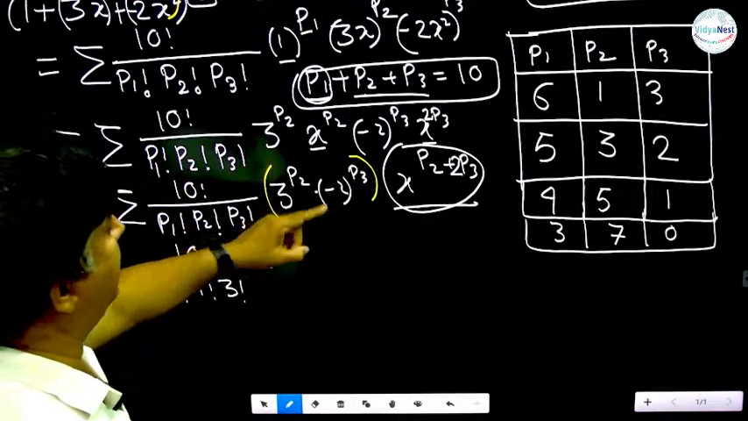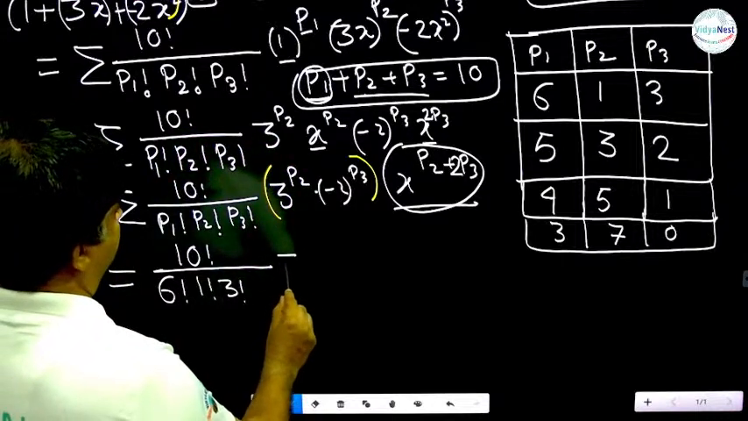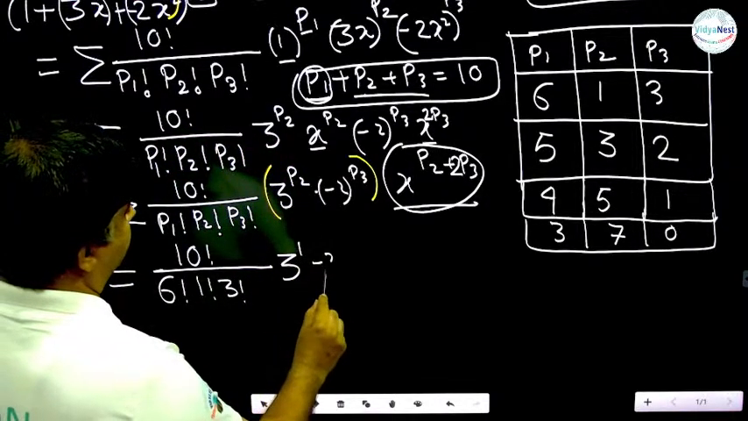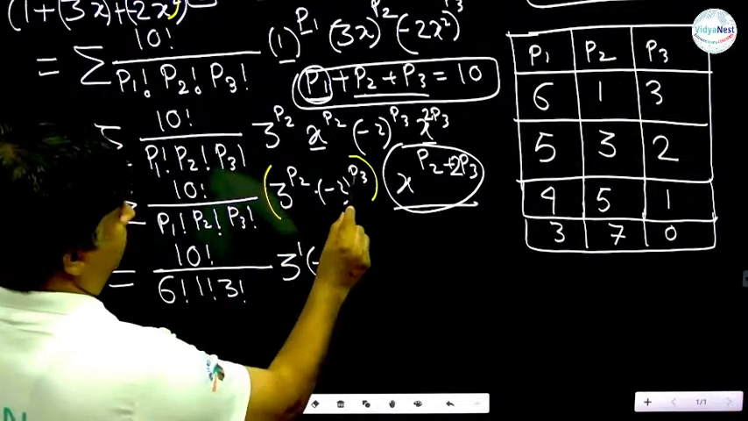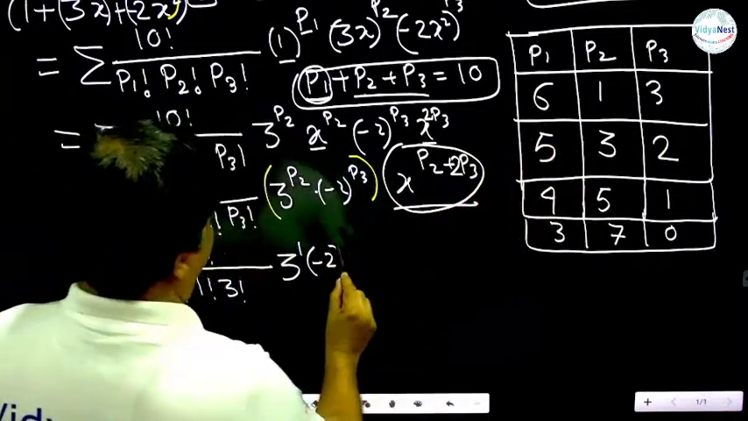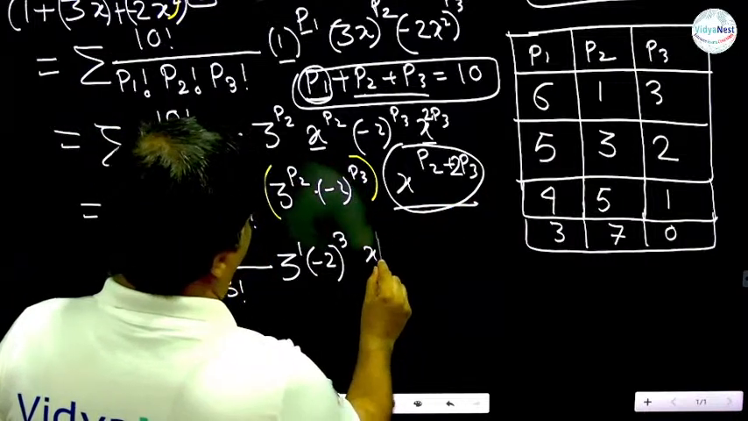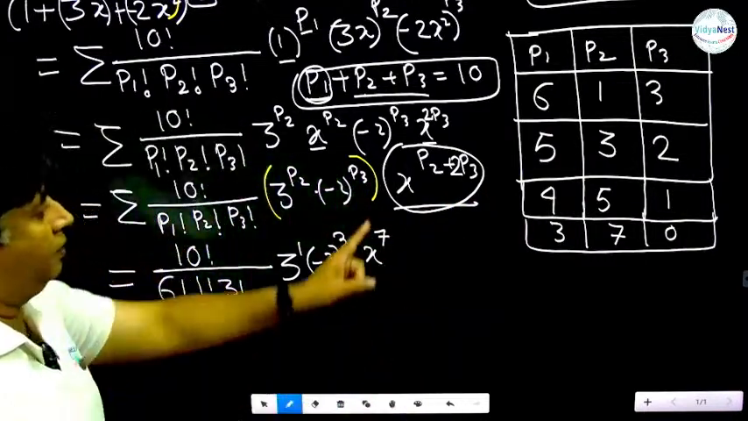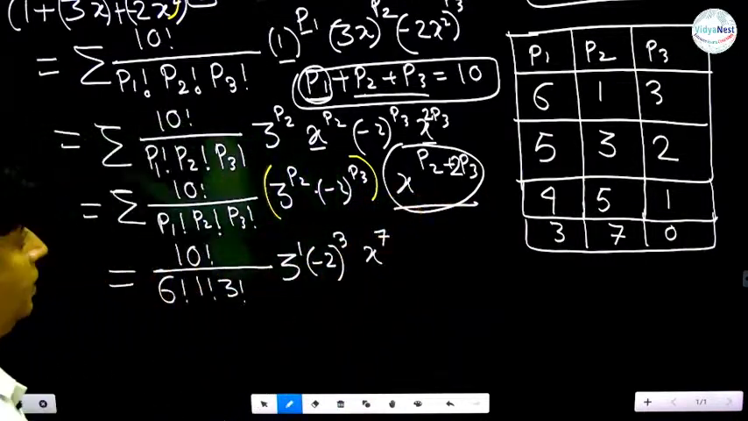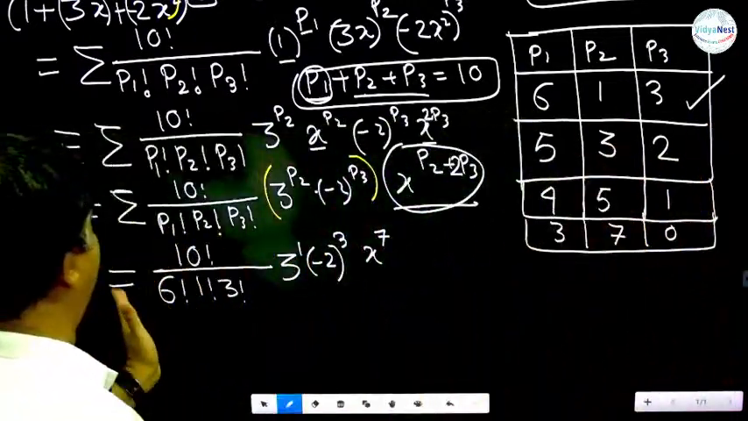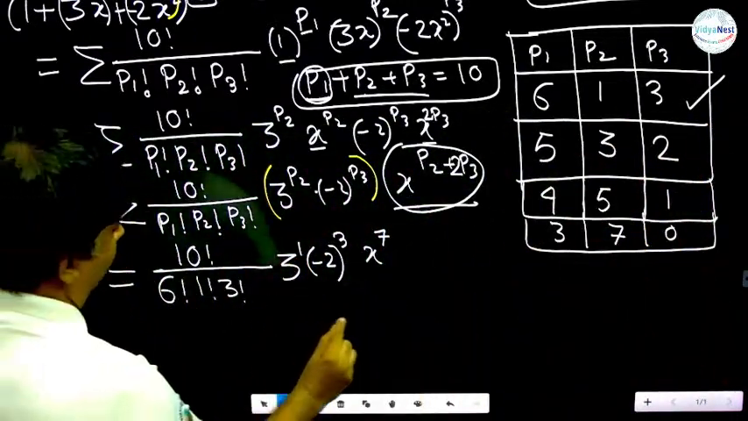Now 3P2, 3 to the power 1 minus P3, first case 2 cube and x to the power 7. Okay, P2 plus 2 P3. First yes. The values of the first row we have put in, and summation. Now put the plus sign.